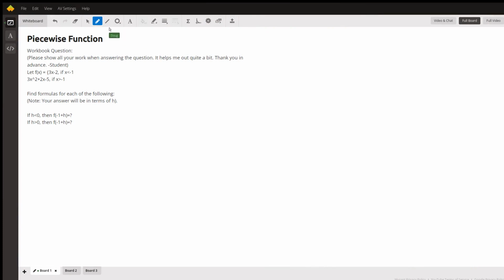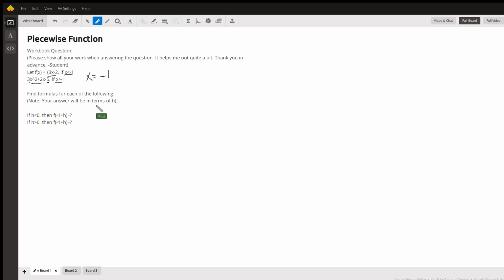Okay, you're given a piecewise function. One rule is f of x equals 3x minus 2 when x is less than -1, and it's this parabola when x is greater than -1. Note that the piecewise function is not defined when x equals -1. So if we tried to find f of -1, we'd get it undefined.